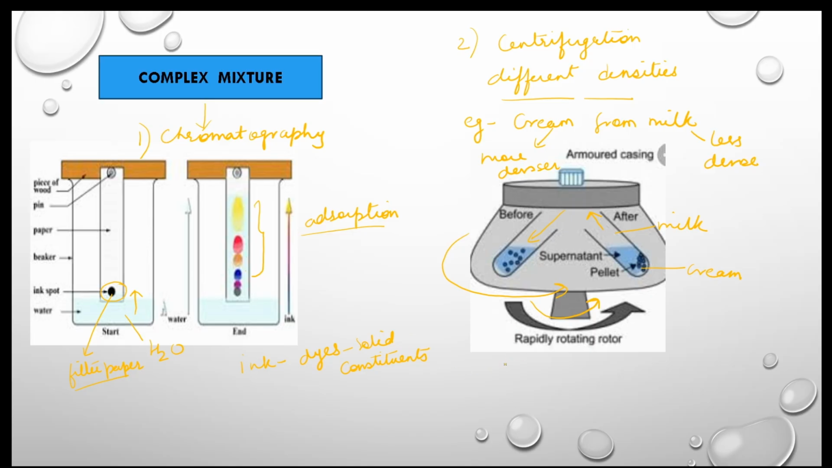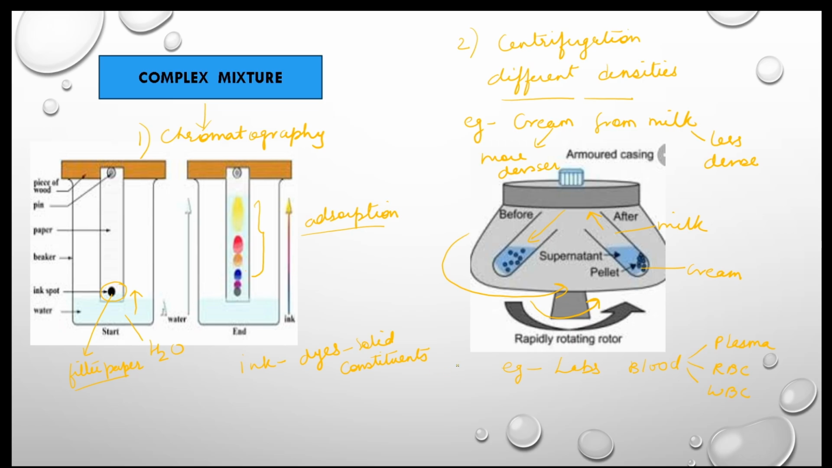Some more examples which we can see for centrifugation is that in labs, when a blood sample is taken, the blood can be separated into its different components. Now blood, we all know, is made up of plasma, WBCs and RBCs. So all these components can be separated by the method of centrifugation.